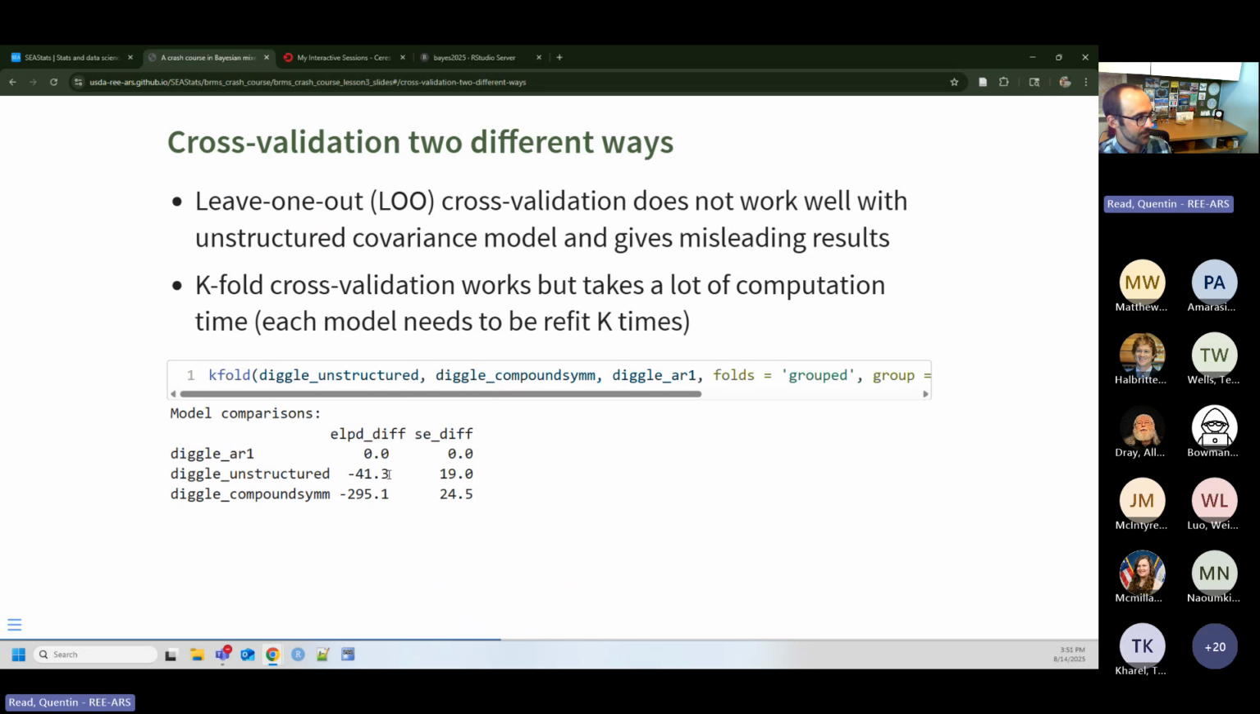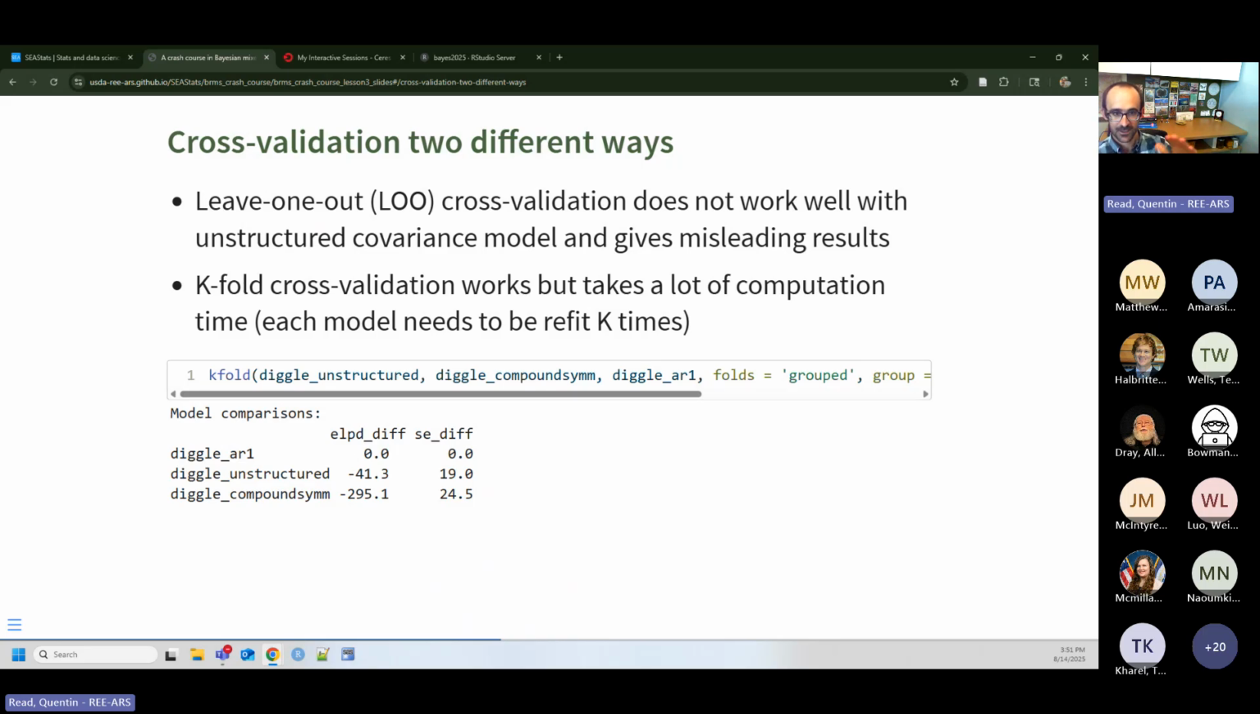For the unstructured and compound symmetry models, this is the difference between the quality of the model fit and the standard error of that difference, sort of like a difference in AIC, if you're familiar with that. Compound symmetry turns out to be a very bad fit compared to AR. And the unstructured is a closer fit to the actual data, but it has so many extra parameters that it was overfit and doesn't do well in cross-validation. So the AR1 strikes the best balance between simplicity and how well it fits the data.